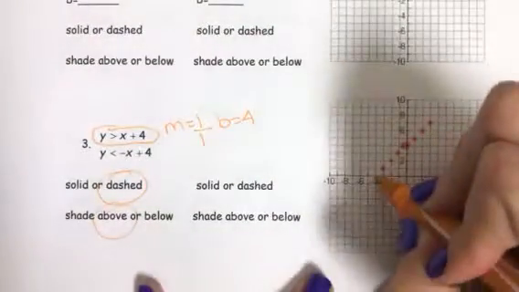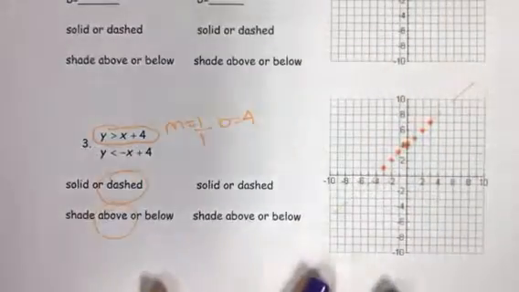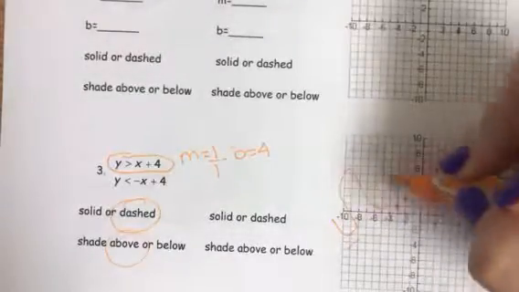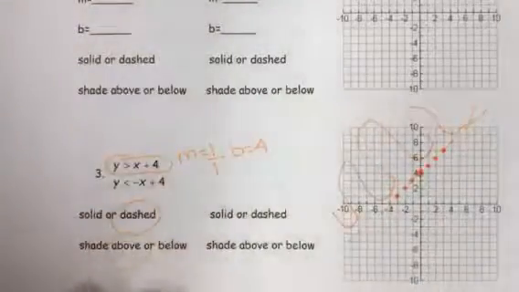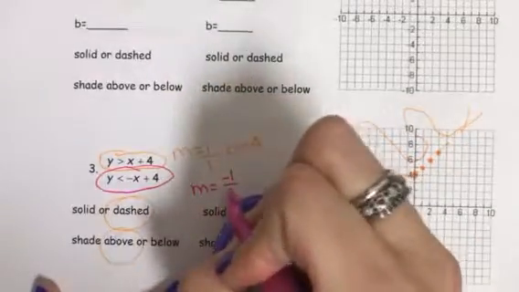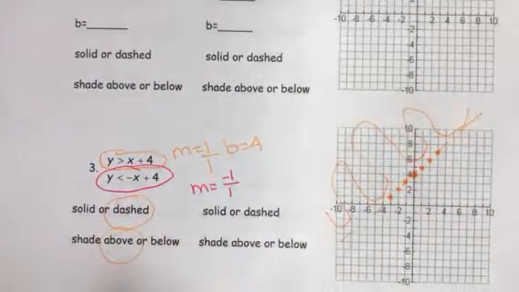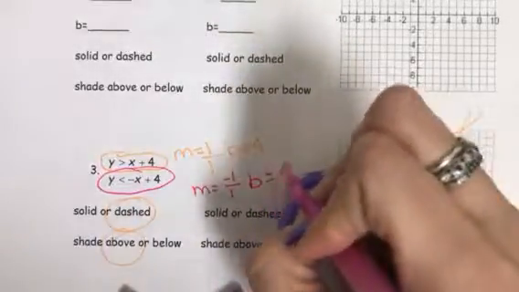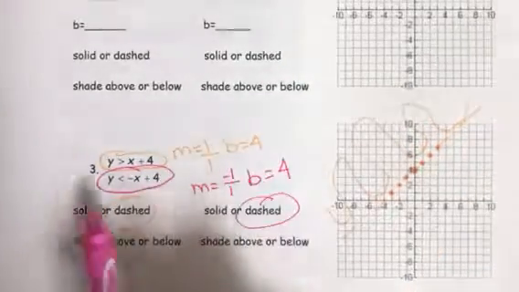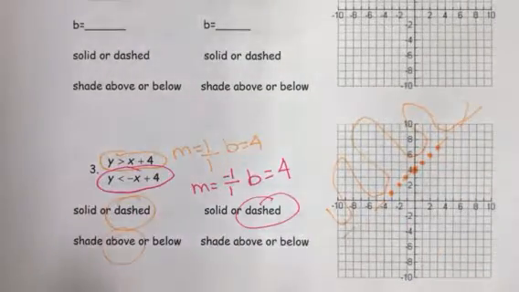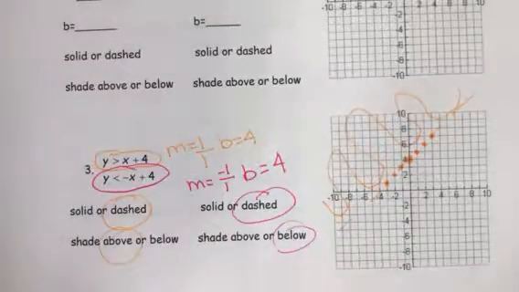I'm going to make that a dashed line, and I'm going to shade above this. Give yourself some good shading there so you can tell what's going on. For my second one, I know that my slope is -1, or -1 over 1, and my b equals 4. This is also going to be a dashed line because it doesn't have the or equal to. And because it is less than, I'm going to shade below.